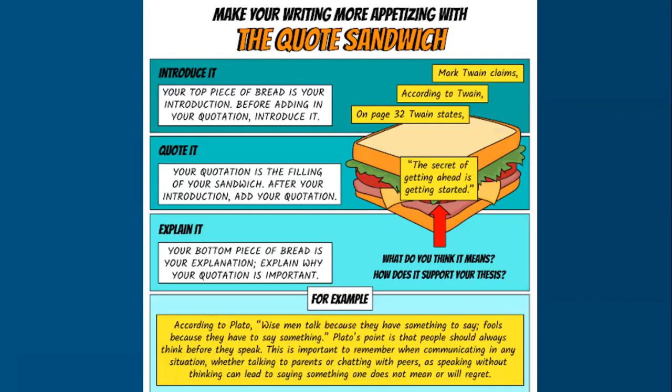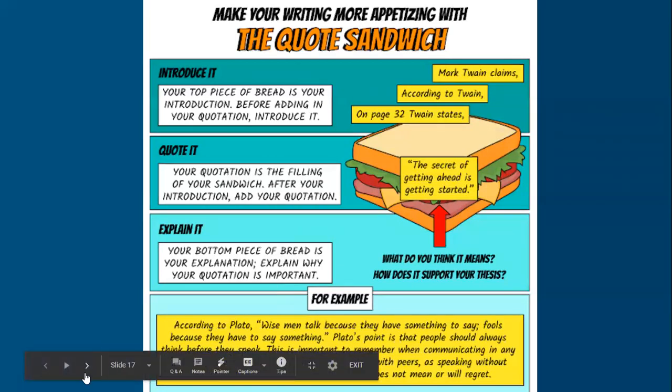So an example here at the bottom, according to Plato, so we have our introduction to the quotation. Wise men talk because they have something to say, fools because they have to say something. All right, so there's the meat, the actual source material. So why is it there? Explain it. Plato's point is that people should always think before they speak. This is important to remember when communicating in any situation, whether talking to parents or chatting with peers, as speaking without thinking can lead to saying something one does not mean or will regret. Right, so we have it all packaged up nice and organized.